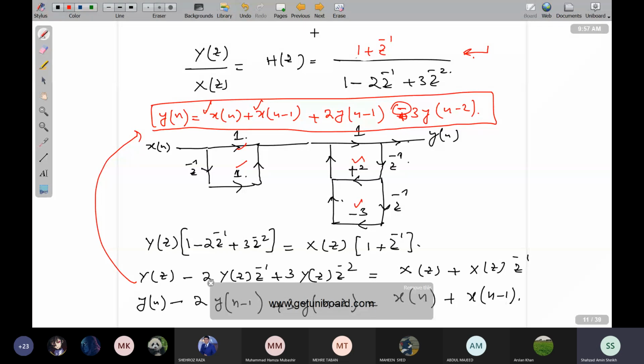Because what is this? अगर आप इसको देखें denominator को, it is y of n minus 2y of n minus 1 plus 3y of n minus 2, and that's equal to x of n plus x of n minus 1. So I am interested in getting y of n. So ये वाली terms उधर चली जाएंगी. So y of n is equal to x of n plus x of n minus 1 plus 2y of n minus 1 minus 3y of n minus 2. अगर आप डिफरेंस इक्वेशन के साथ चलेंगे तो आप वही साइन लगाएंगे अपने स्ट्रक्चर के अंदर जो आपको नजर आ रहा है साइन, अगर आप डिफरेंस इक्वेशन से चल रहे हैं.